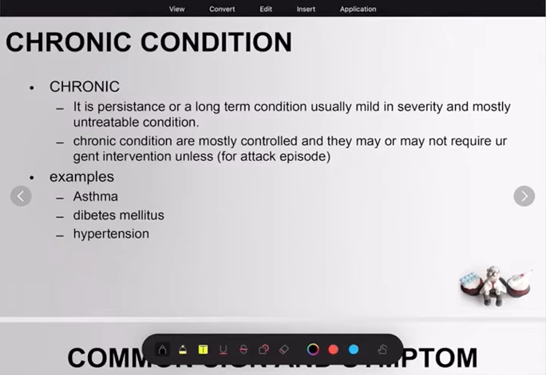And chronic condition. What is a chronic condition? A chronic condition is persistent or long-term, usually mild in severity and mostly untreatable. Most chronic conditions cannot be completely treated, but they can be controlled. They may or may not require urgent intervention, except for episodic attacks. Most chronic conditions have attacks, like asthma, diabetes mellitus, and hypertension.